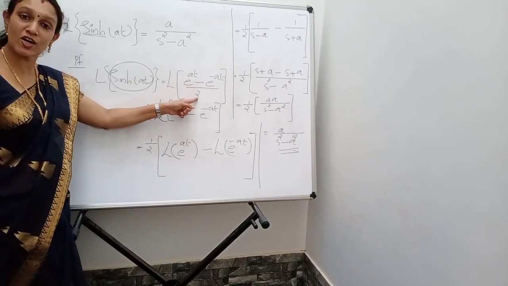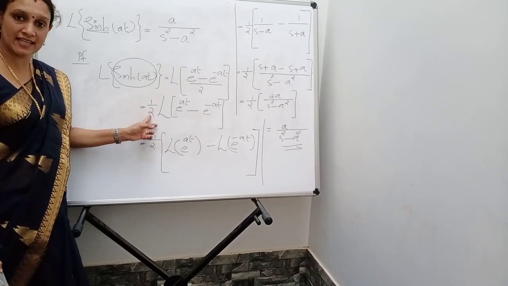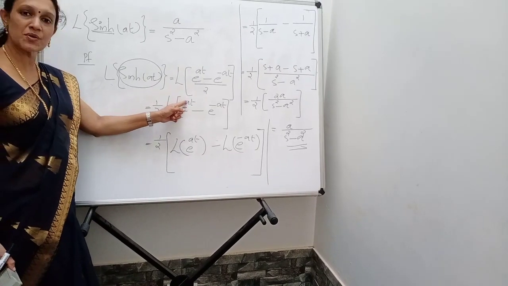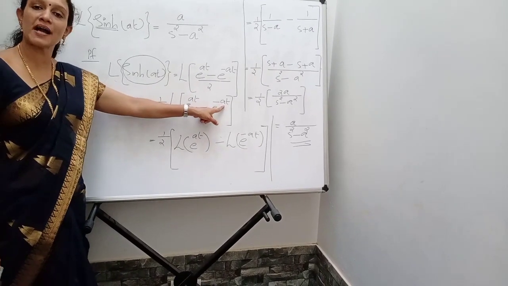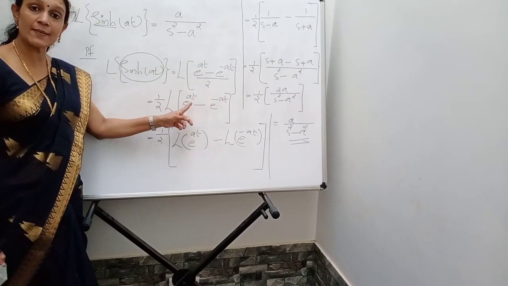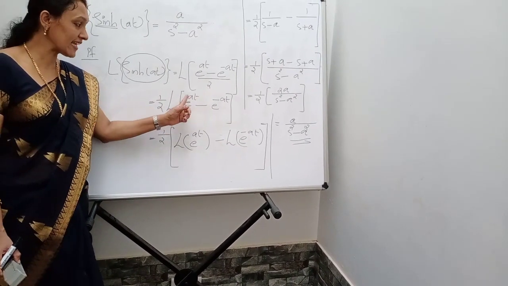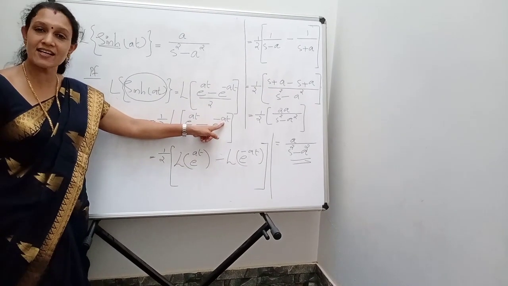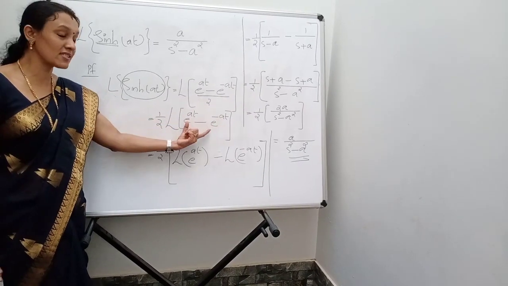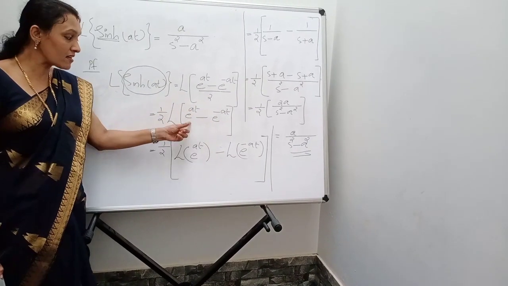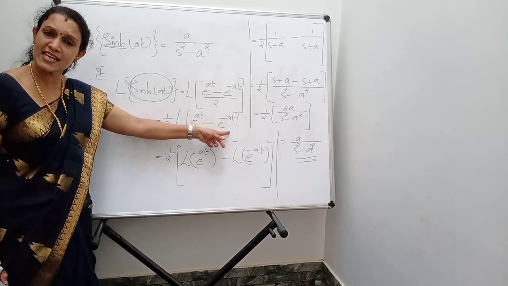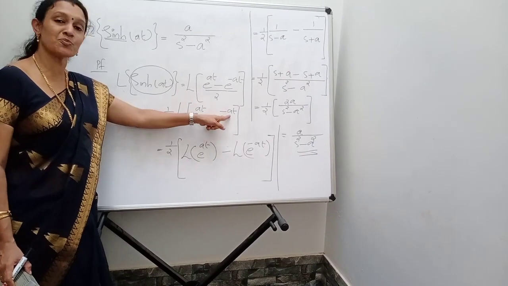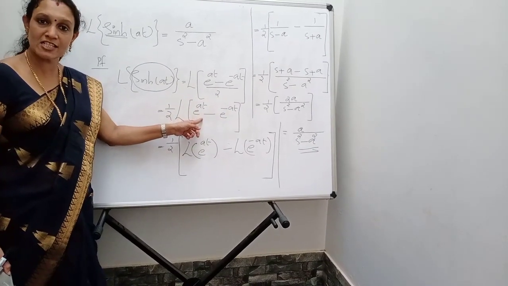Since 1 by 2 is a constant, that can be taken outside. So 1 by 2 into L of (e raised to at minus e raised to minus at). See here, actually there are two functions, right? One is e raised to at and the other is e raised to minus at. There is a principle called the linearity principle. If we have the sum or difference of two functions, you can separately apply the Laplace transform to each function. So here, for e raised to at and e raised to minus at, you can apply the Laplace transform.